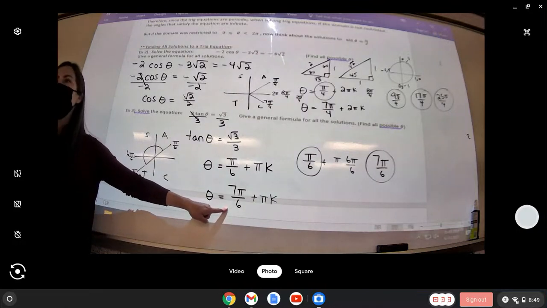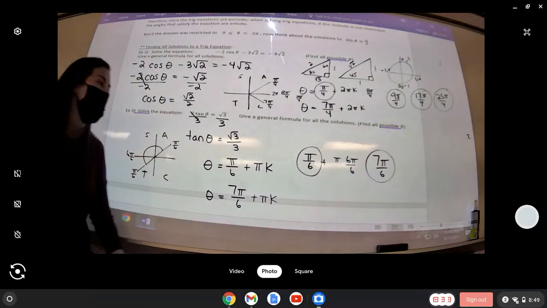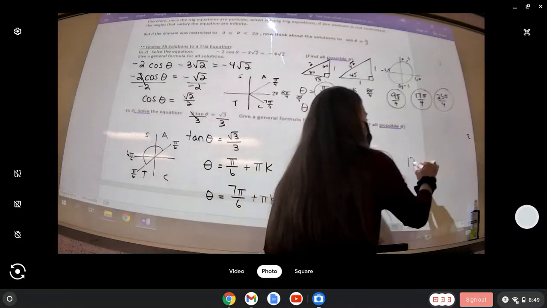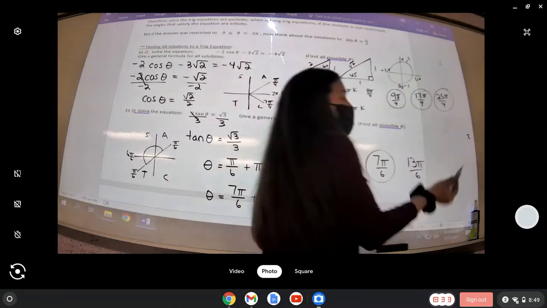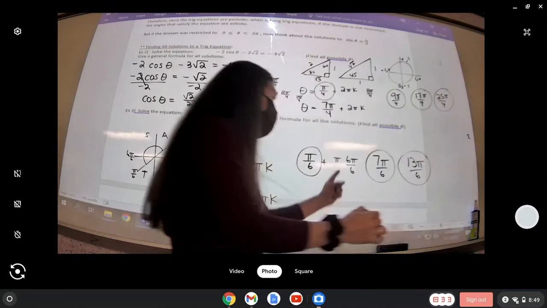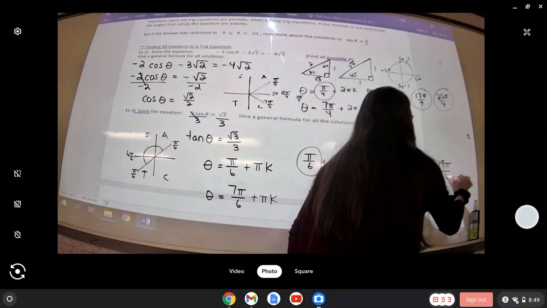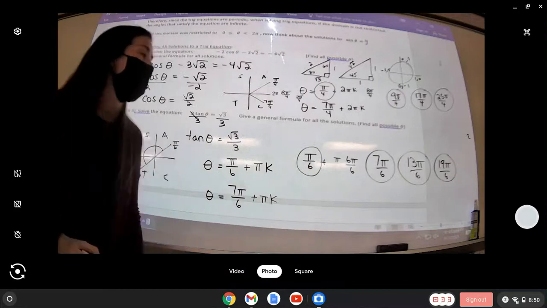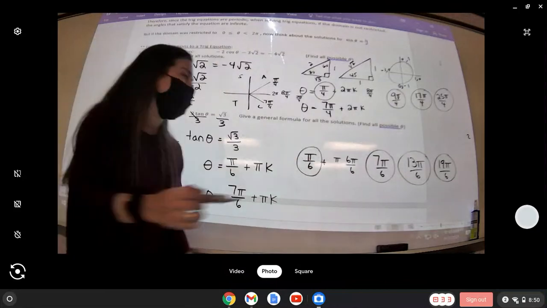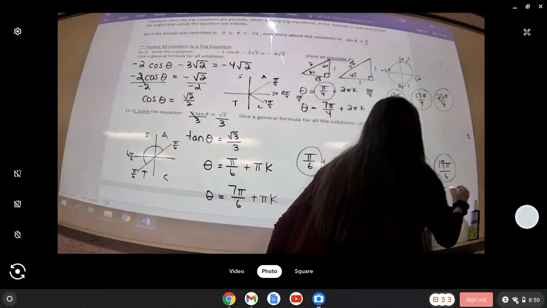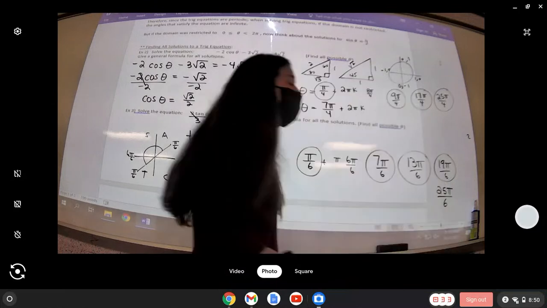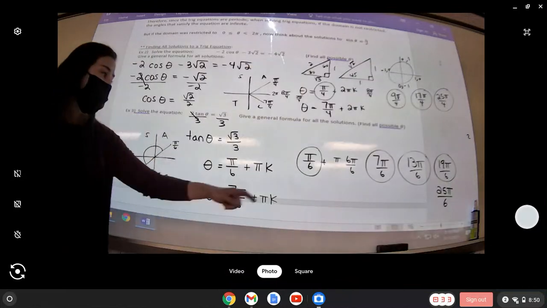It's always going to pick up the next one because his period is so fast. Add another 6 pi over 6, and you get 13 pi over 6. That's an answer. Add another period, another 6 pi over 6, and you got another answer to this equation. Add another period, another 6 pi over 6, and you got 25 pi's over 6. And you can go in the negative direction.